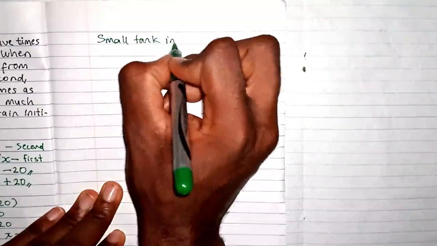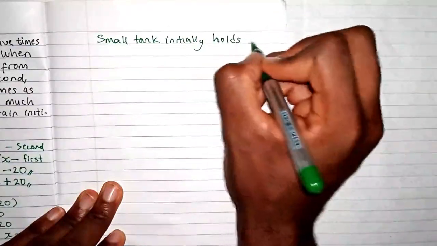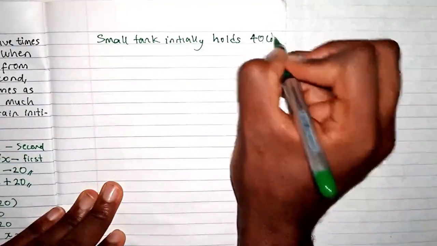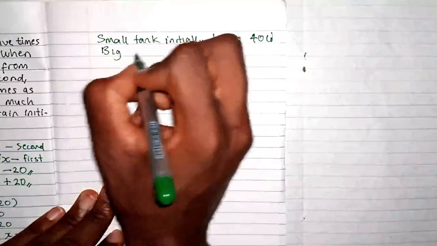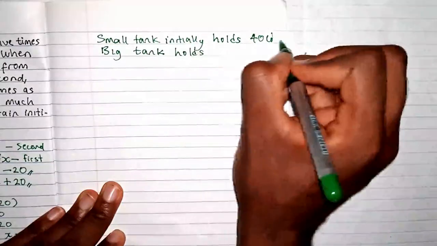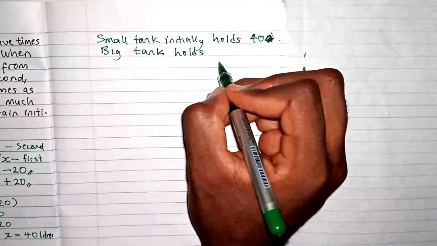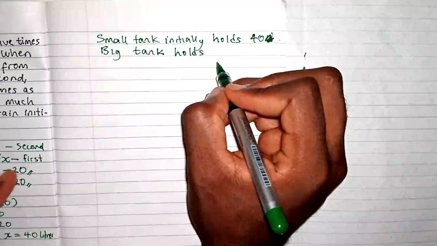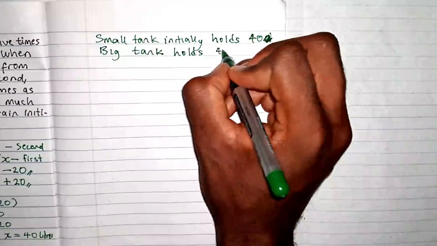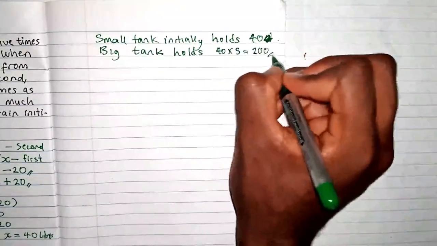So we can write it out by saying the small tank initially holds 40 liters. Then the big tank holds 40 times 5. Remember, 5 times 40, which is 200 liters.